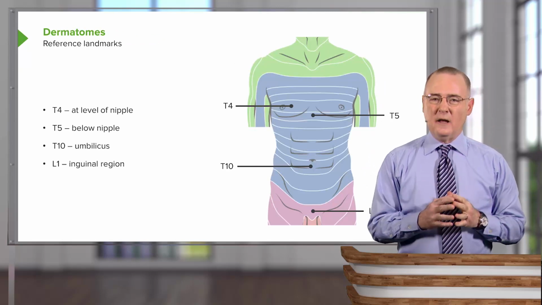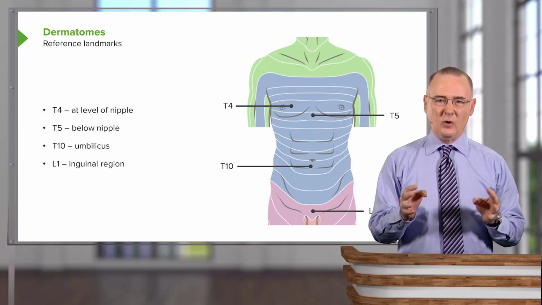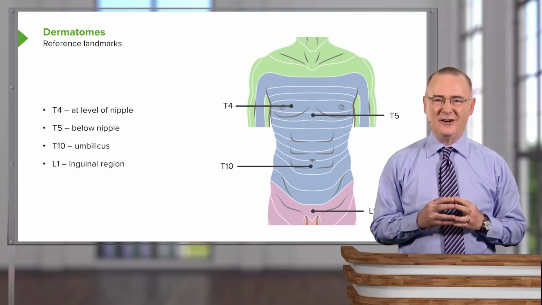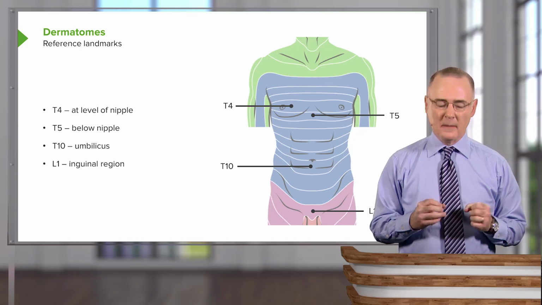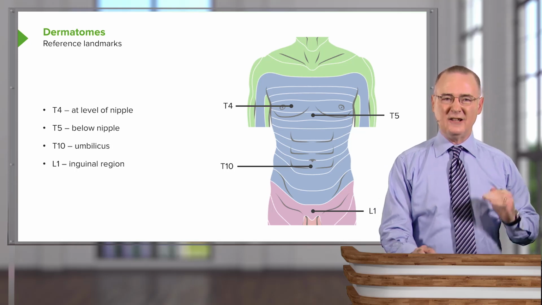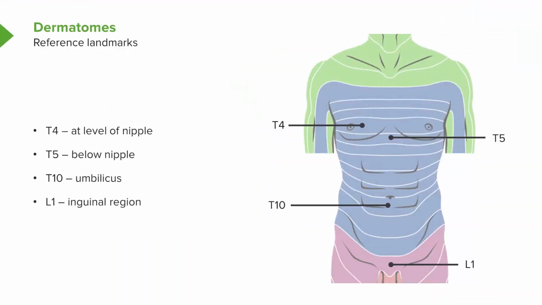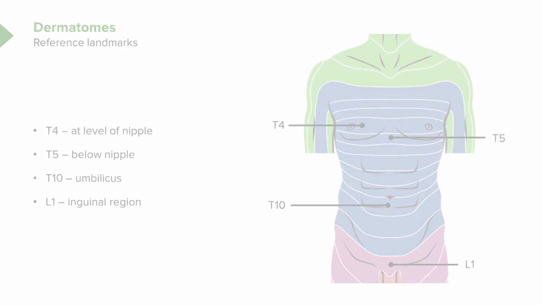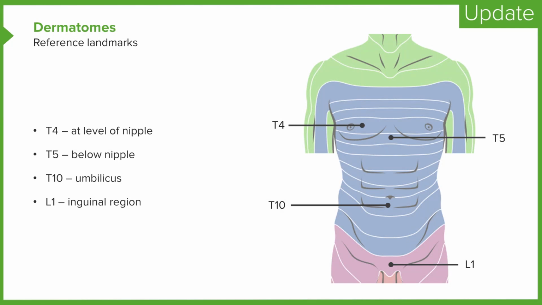It's also worthwhile to understand the dermatomal pattern to the anterolateral abdominal wall. Some key reference points here to help you understand the levels that are involved would be the nipple, the umbilicus, and then your inguinal region. These help you identify where T5 lies. So this area of skin is going to be innervated by the anterior ramus of the fifth thoracic spinal nerve. That will be just inferior to the level of the nipple.